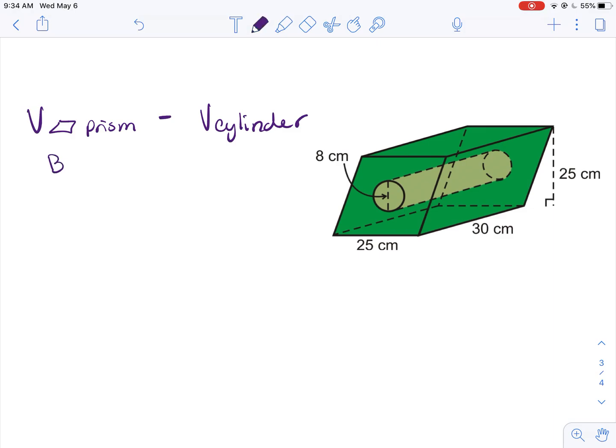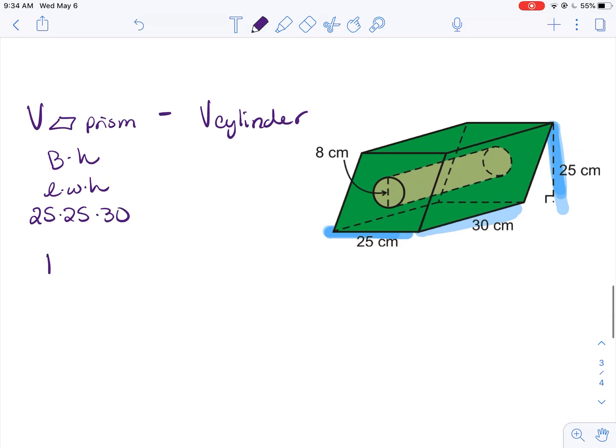I'm still going to do big B times H, or length times width times height. Just keep in mind that my length and my width are found in different places, and then the height of the prism. So 25 times 25 times 30 is what I'm looking at. So this is 18,750. And then for the cylinder, I want to do pi r squared h. I have a radius of 4, and the height or the length of this is 30.